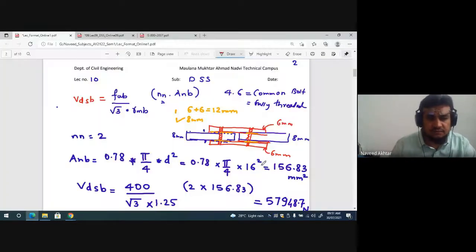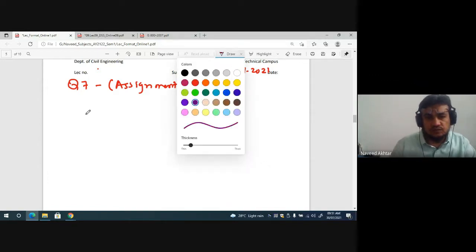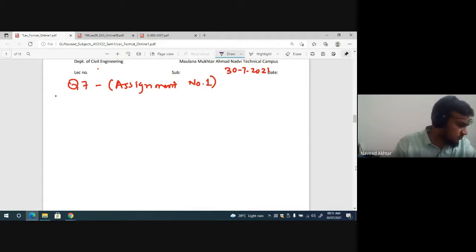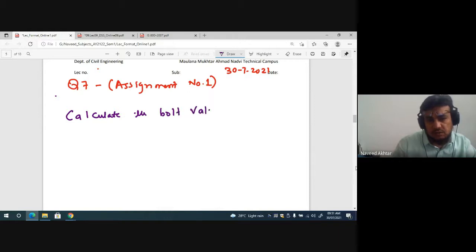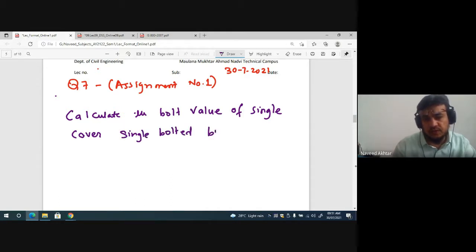Question number 7 for assignment number 1. Calculate the bolt value of a single cover, single bolted butt joint.